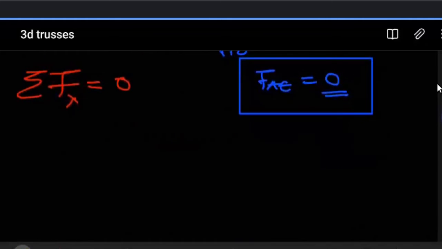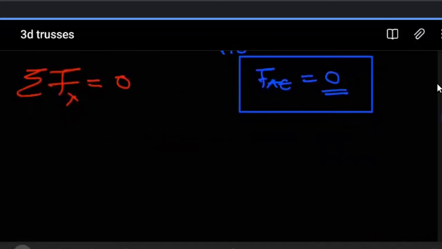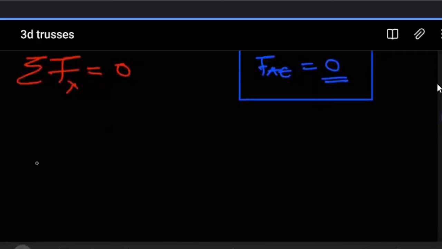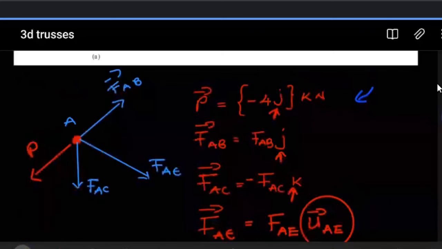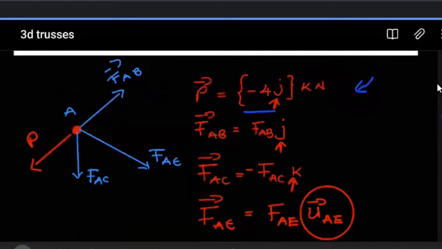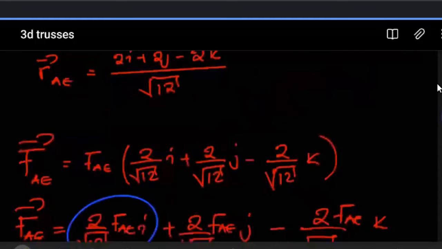Okay, so that first one has turned out to be 0. Let's sum forces in the y-axis and also equate to 0. Again, we want to go back and identify all the forces which have a y component. This one does have a y component, -4. So we have -4 there.